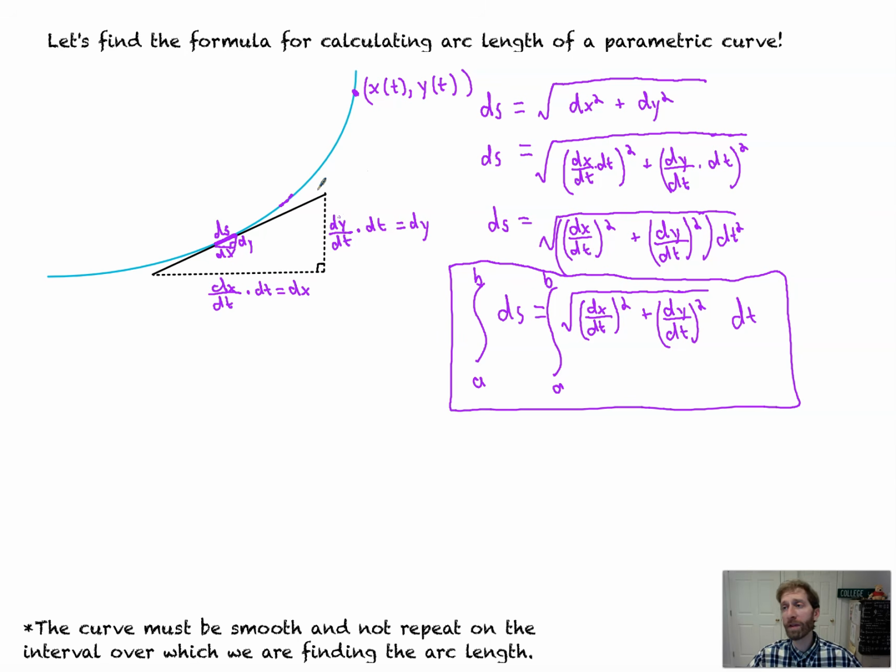Now, a couple important pieces of information. The curve's got to be smooth. If not, dx/dt and dy/dt might not exist for all the t values along here, and it can't repeat over the interval. If you do a circle and you keep taking arc lengths again and again, you're going to be fabricating a length that isn't there. You're just going to be doing laps. All right, very neat. Let's use it.